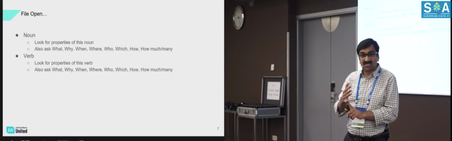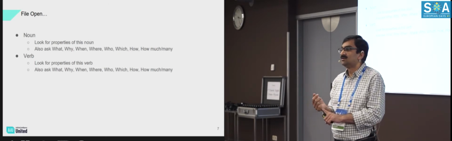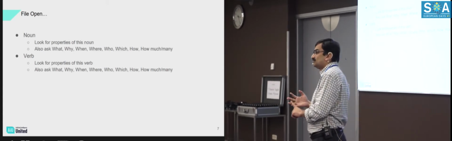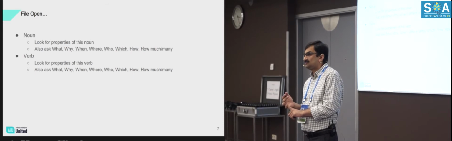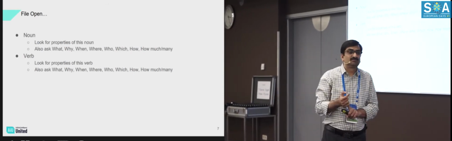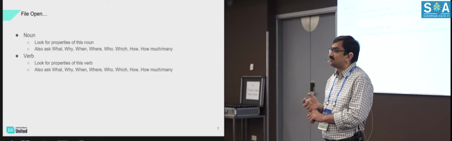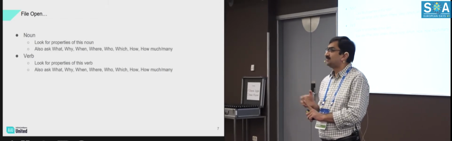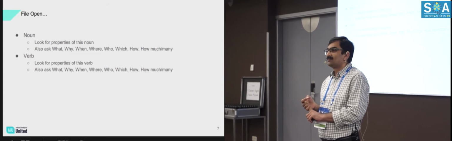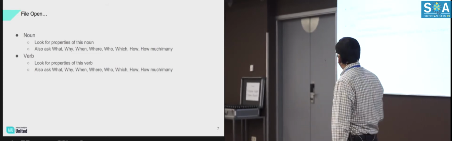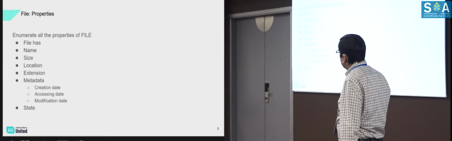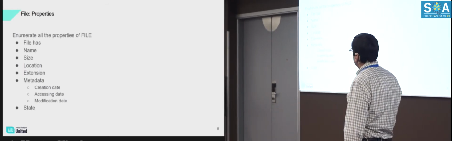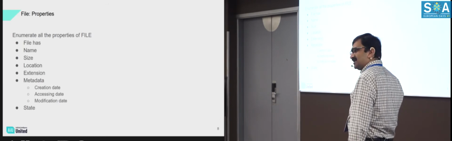Name, size, access rights, date of creation. What else? Encryption, file system attributes. What else? Location. Okay, let's go to that. So file has a name, size, location, extension, the attributes that you said, metadata, state of the file.